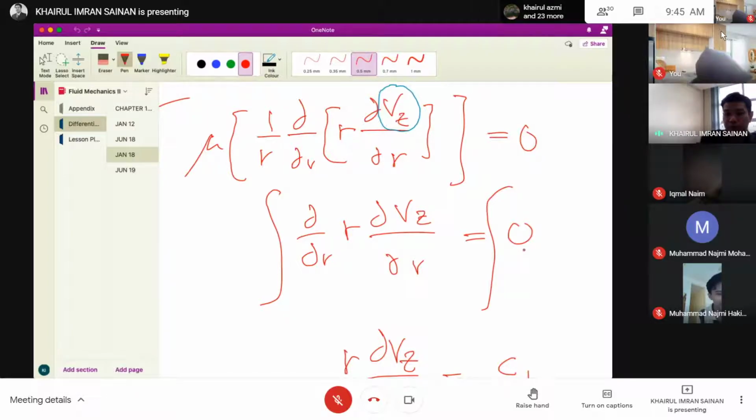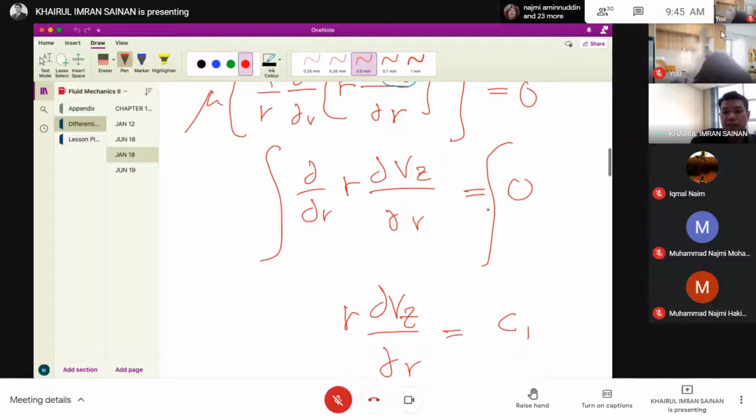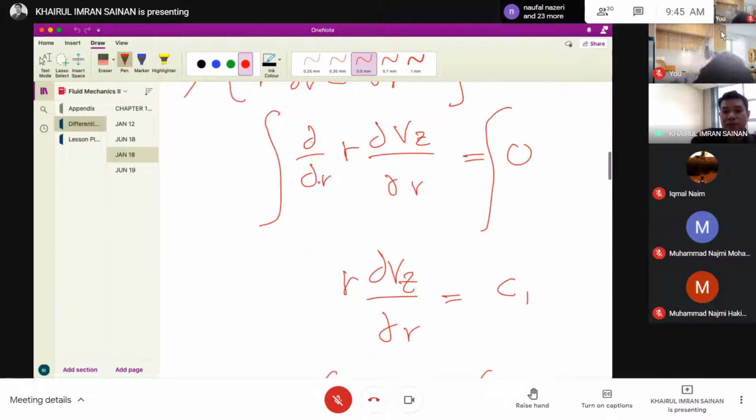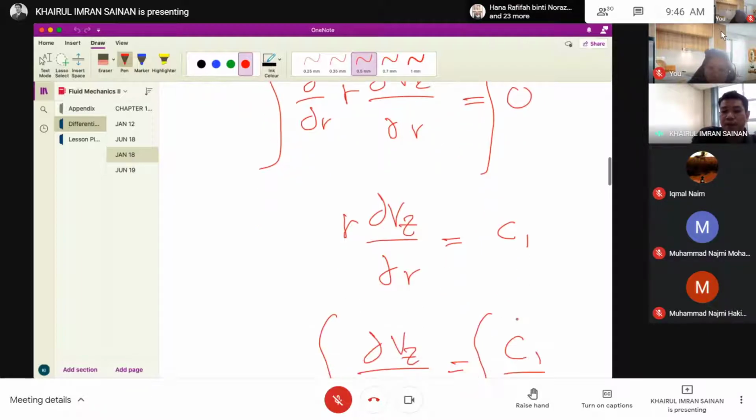So the same approach, we integrate. Our objective is Vz. So we integrate del over del R. This cancels out each other, so it becomes R del Vz over del R. Zero integrated becomes C1. So this R, I transfer it to the other side, so it becomes C1 divided by R.